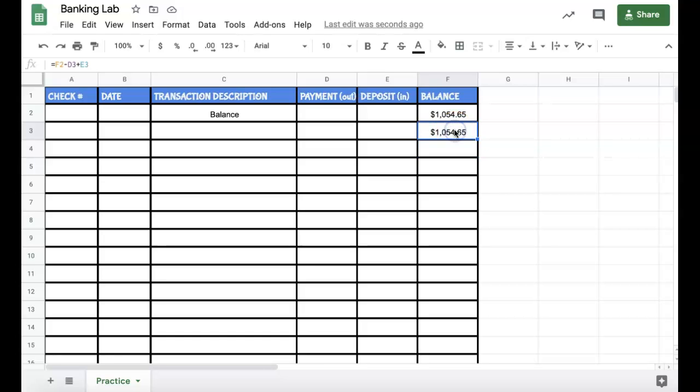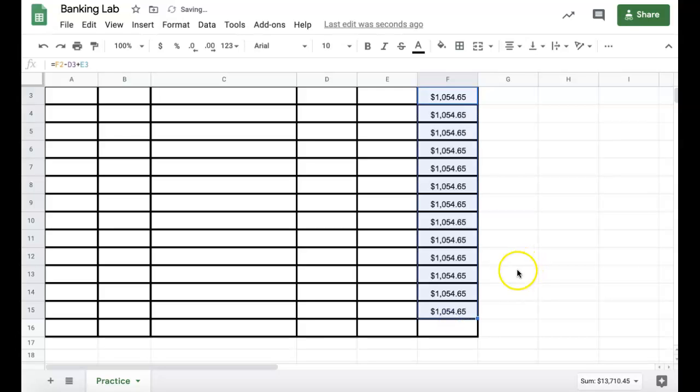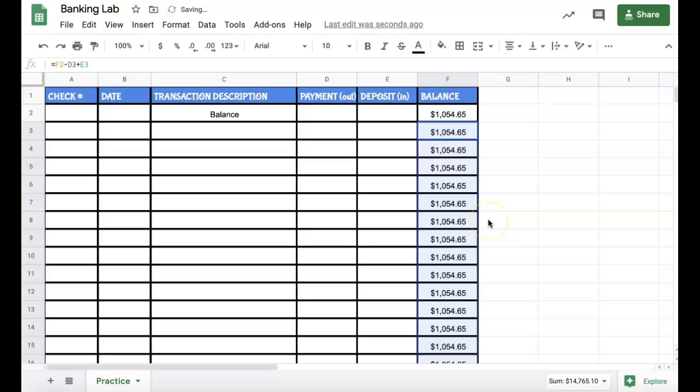If you take this cell, the second one here, where the formula is, grab that bottom corner and copy it to the bottom, you've now copied the formula all the way to the bottom. You haven't really copied the content of the cell, you've actually copied the formula.